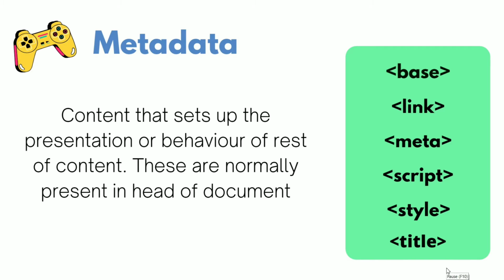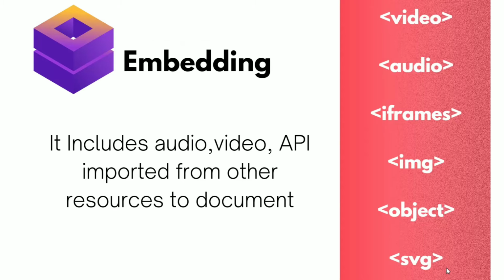The second one, embedded, includes audio and video which are imported from other resources into the document. Examples are audio, video, canvas, iframes, images, objects, and SVG, and many more. Whenever you go to YouTube desktop and try to share a video, you come up with a pop-up which includes many apps like WhatsApp, social media accounts, and many more.